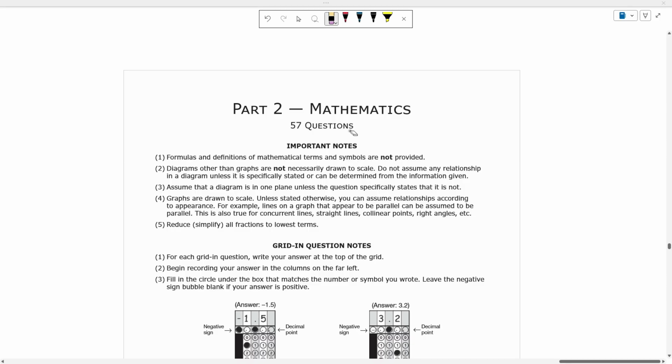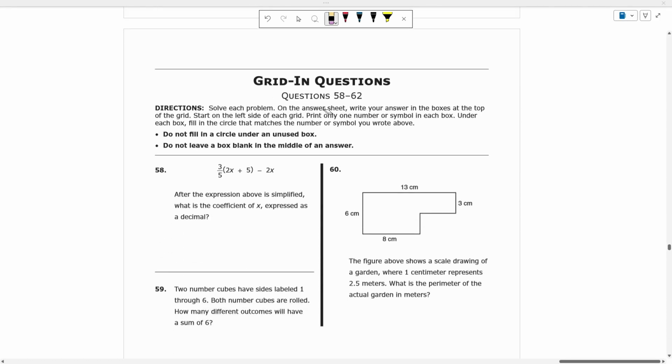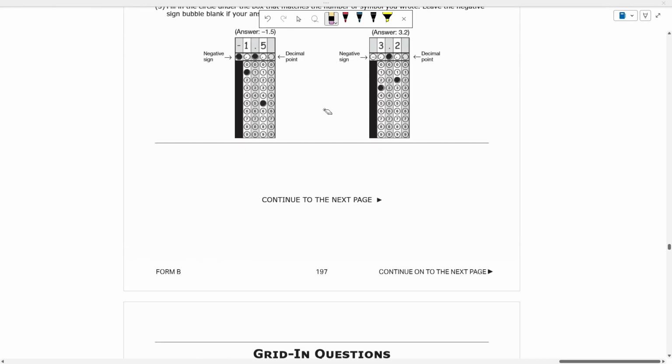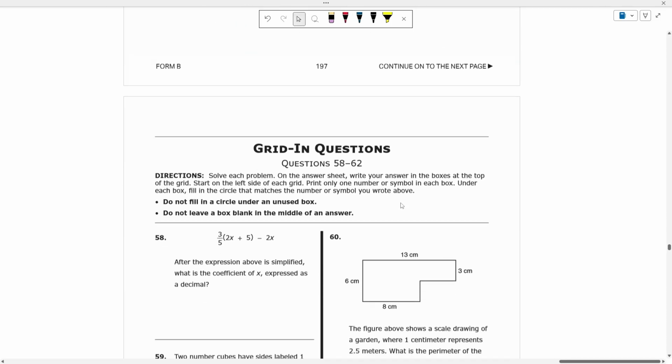We're going to go over all 57 questions, starting with the grid-ins. The grid-in questions are usually 5 questions that are not multiple choice. You have to come up with your own response and then plug it into these bubble-in sheets. So these are the only 5 questions on the SHSAT that are not multiple choice.